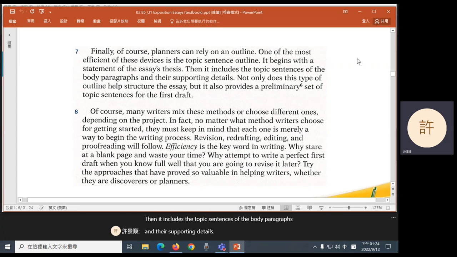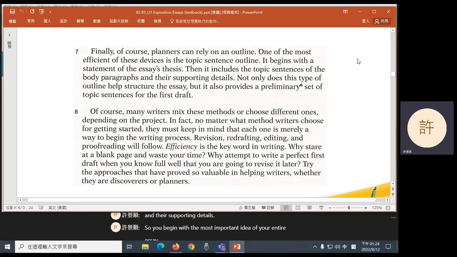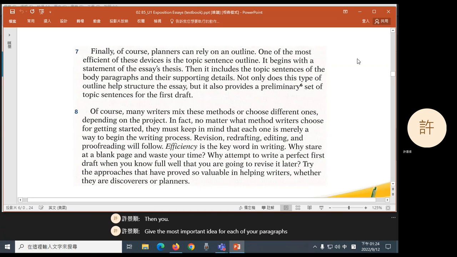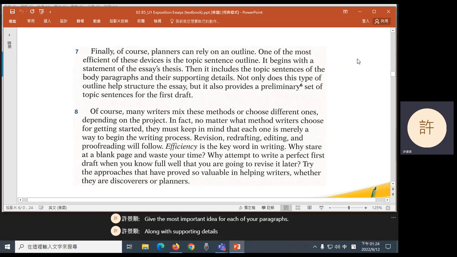So you begin with the most important idea of your entire essay. Then you give the most important idea for each of your paragraphs, along with supporting details. So when you introduce this idea, what details or information should you give the reader to help them understand this idea?